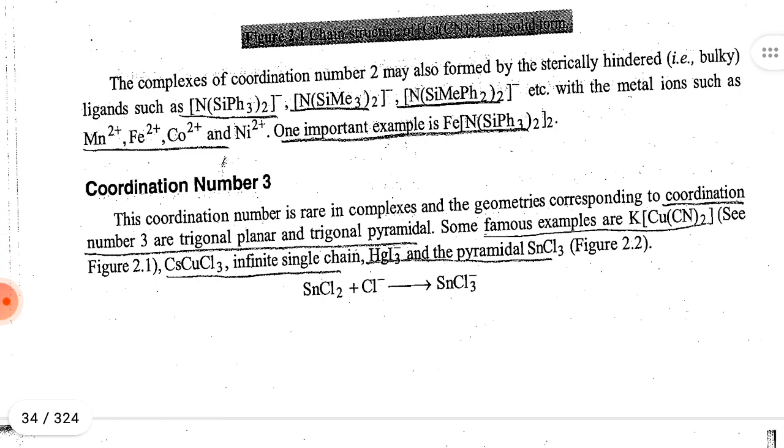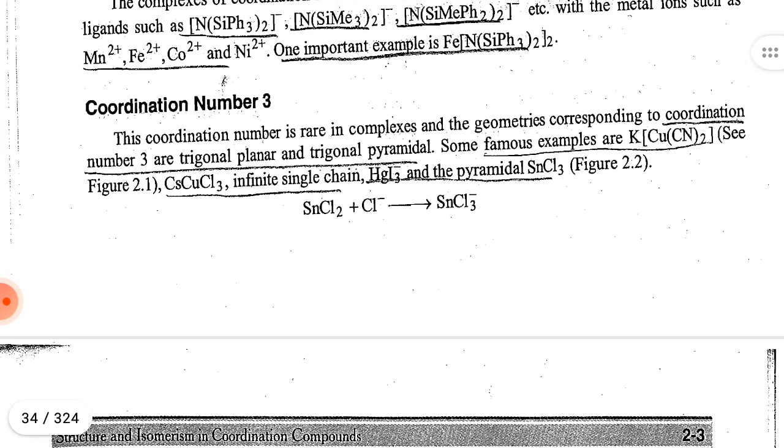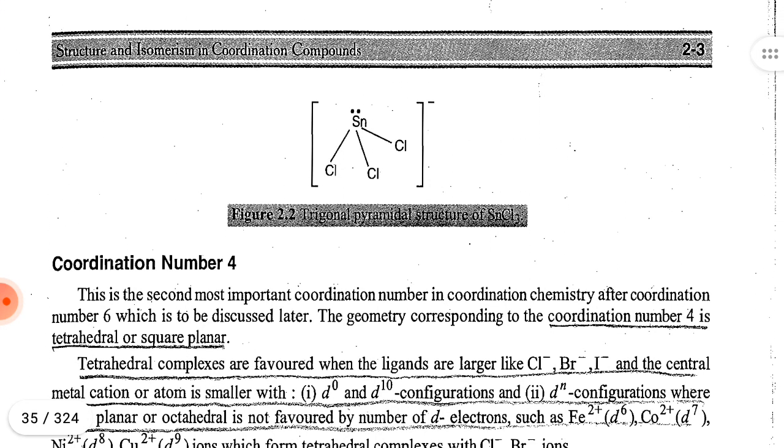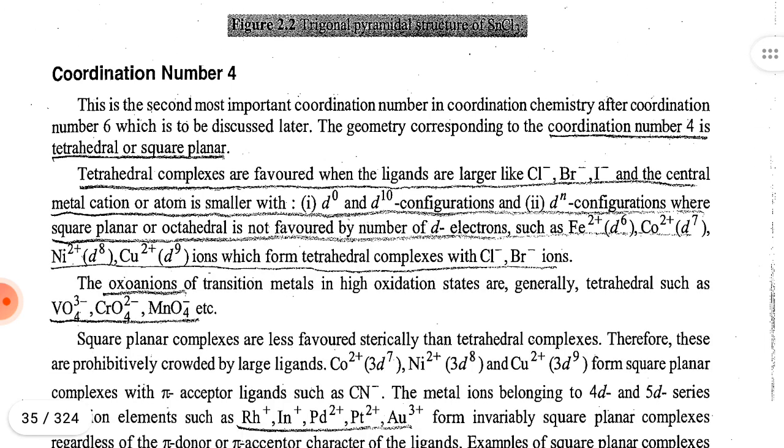Coordination number 3. This coordination number is rare in complexes. Geometries corresponding to coordination number 3 are trigonal planar and trigonal pyramidal. Some famous examples are K[Cu(CN)2], CsCuCl3 infinite single chain, [AgI3]2-, and pyramidal SnCl3-, SnCl2 plus Cl minus. Trigonal pyramidal structure of SnCl3-.